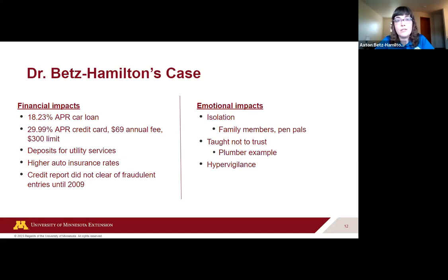I had to pay deposits for utility services, so not just the electric company, telephone company. The first time I applied for cable TV service, I had to pay a security deposit for that. I also paid higher auto insurance rates through 2009 because my credit report would not fully clear of fraudulent entries until 2009. And your auto insurance rates are in part based on your credit score. So again, there's an extra charge that I'm being charged for something I didn't do. I'm not financially irresponsible, but yet it looks like I am, but I'm not. And the insurance companies don't care.